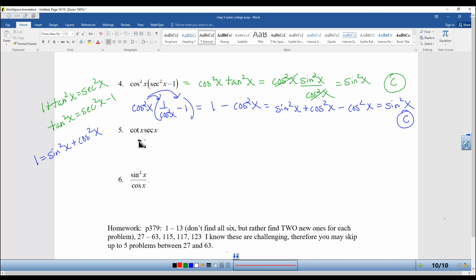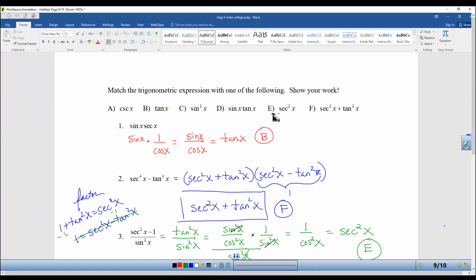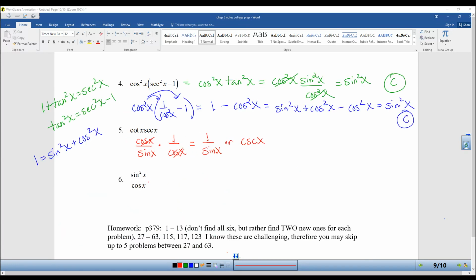So not everybody's going to do these the same, and that's okay. Number 6, the strategy of changing everything to sines and cosines. The cosines cancel, and I get 1 over sine. I can look to see if that's on my list, but I recognize that if it's not, maybe cosecant is there. So I look, and cosecant is there. It's A.